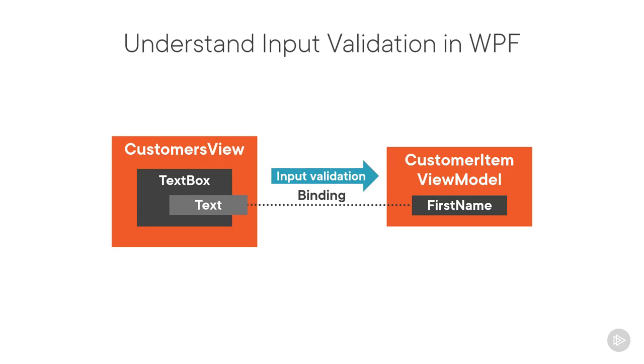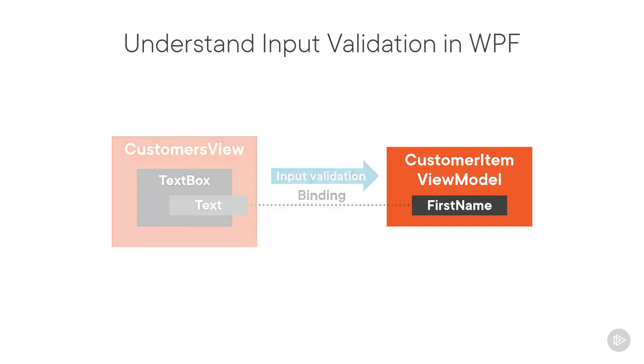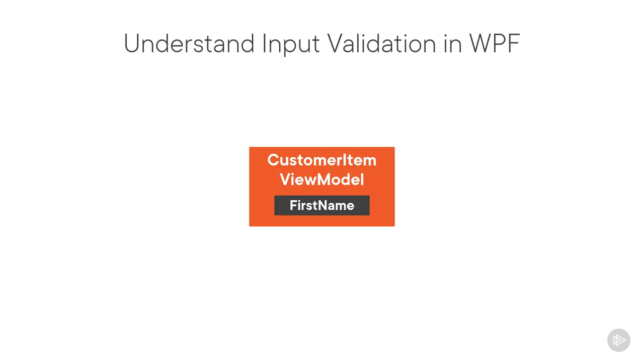When this data binding writes the value from the text box back to the firstName property, the data binding can validate the user input. To do this, you implement the validation logic in the CustomerItemViewModel class that contains the bound firstName property. To implement the validation logic, WPF supports different approaches.